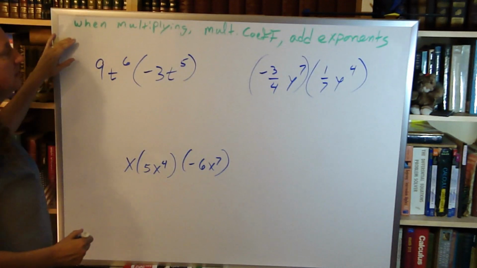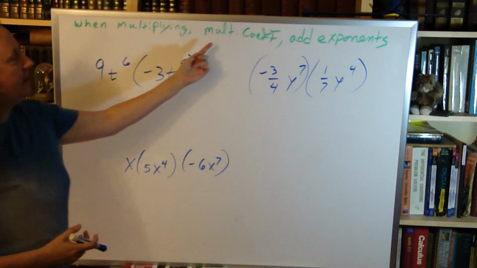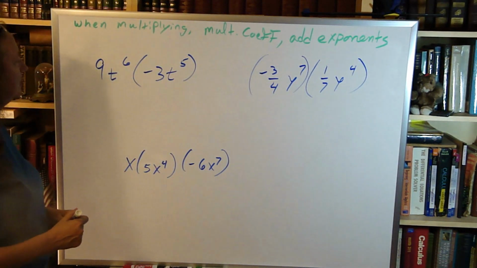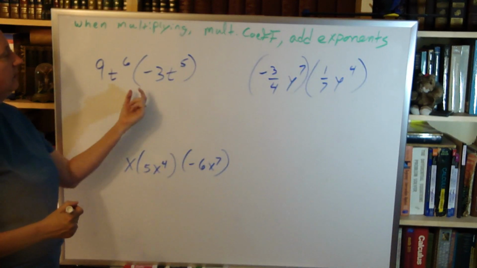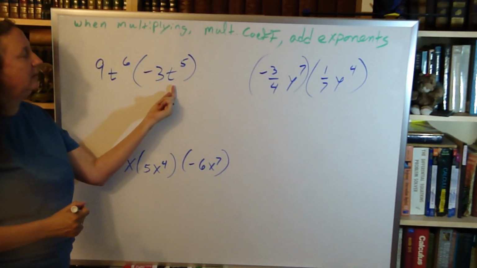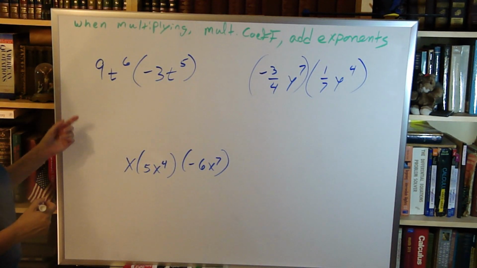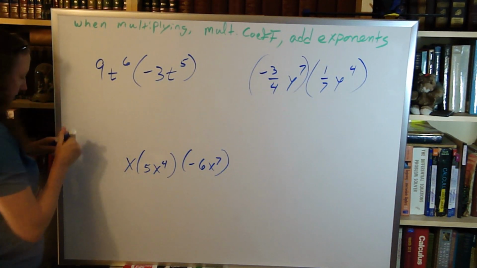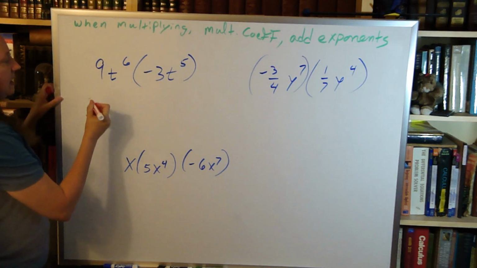When multiplying polynomials or monomials, multiply the coefficients, add the exponents. So here we have 9t to the 6th multiplied by negative 3t to the 5th. So I'm going to multiply my coefficients. That means I have 9 times negative 3.